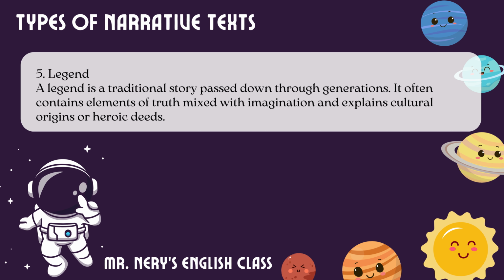Types of narrative texts. 5. Legend. A legend is a traditional story passed down through generations. It often contains elements of truth mixed with imagination and explains cultural origins or heroic deeds.